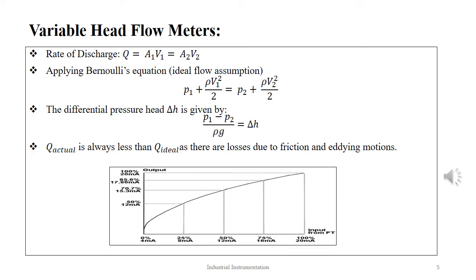The rate of discharge or the volume flow rate Q is given as A1 V1 equal to A2 V2. Applying Bernoulli's equation for ideal flow assumption, we have P1 plus rho V1 square by 2 equal to P2 plus rho V2 square by 2. The differential pressure head delta H is given by P1 minus P2 by rho g equal to delta H. Q actual is always less than Q ideal, and therefore the coefficient of discharge is always less than 1. This is because of losses by friction and eddy motions.